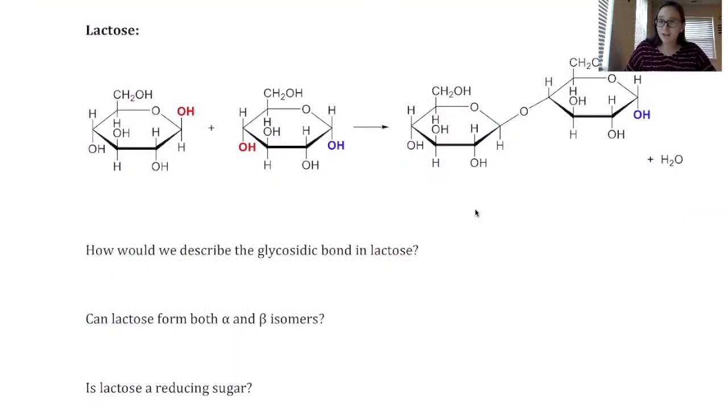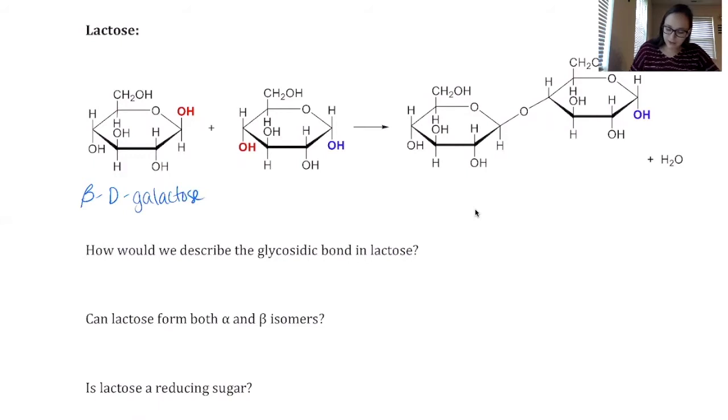Okay, so now talking about lactose, which is our second disaccharide that we'll be learning about today. This is a combination of galactose and glucose. So I'm going to label those as such. This one here, you see how the OH is going up? This is galactose, and it's in the beta form. So this is beta D galactose.